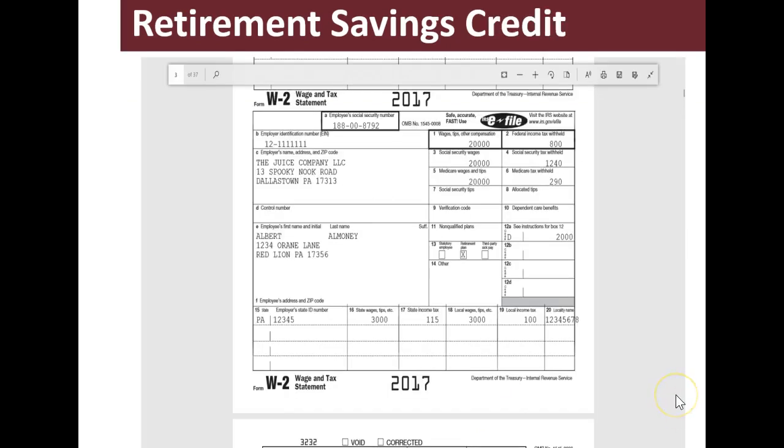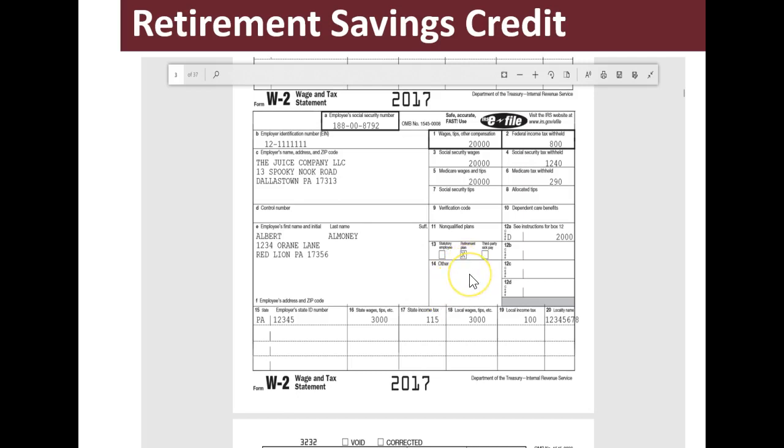Okay, here's a sample of a W-2. Notice we have in Block 12, we have a D, which indicates a 401k, and we have a $2,000 amount. That's supported in Box 13. We have an X, which indicates they are part of a retirement plan.